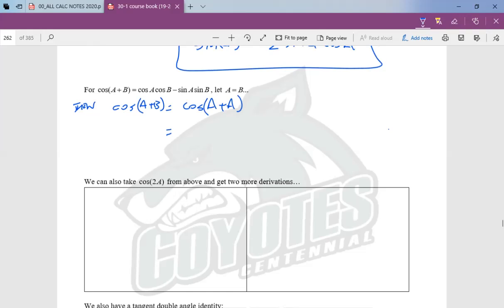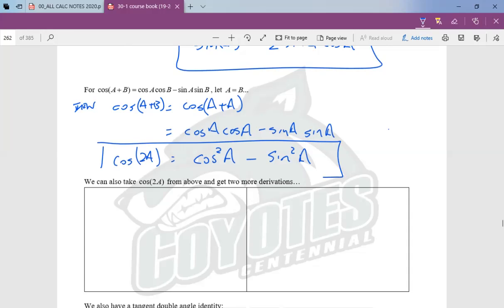And what is that equal to? If we follow our formula, this is cos A cos A minus sine A sine A, or simplifying, cos squared A minus sine squared A. So that represents cos of 2A. So here's our double angle identity for cosine.